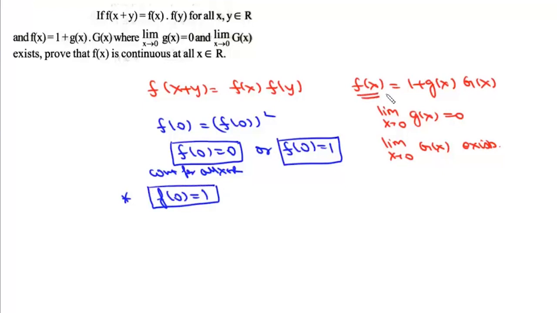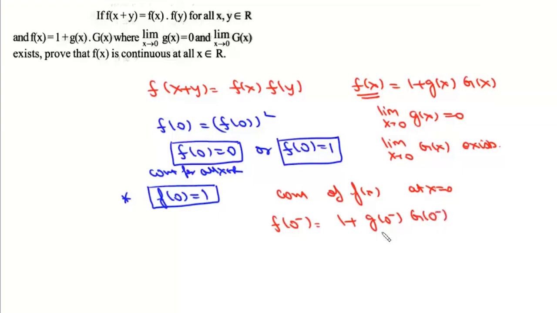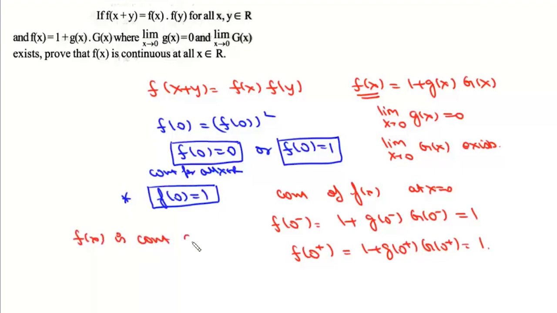Now we'll check for continuity of f(x) at x equals 0. Now f(0 negative) is 1 plus g(0 negative) into g(0 negative). Now g(0) is 0. That means this f(0 negative) is 1. And f(0 positive) is 1 plus g(0 positive), and g(0 positive) again is 1. So that means this function f(x) is continuous at x equals 0.